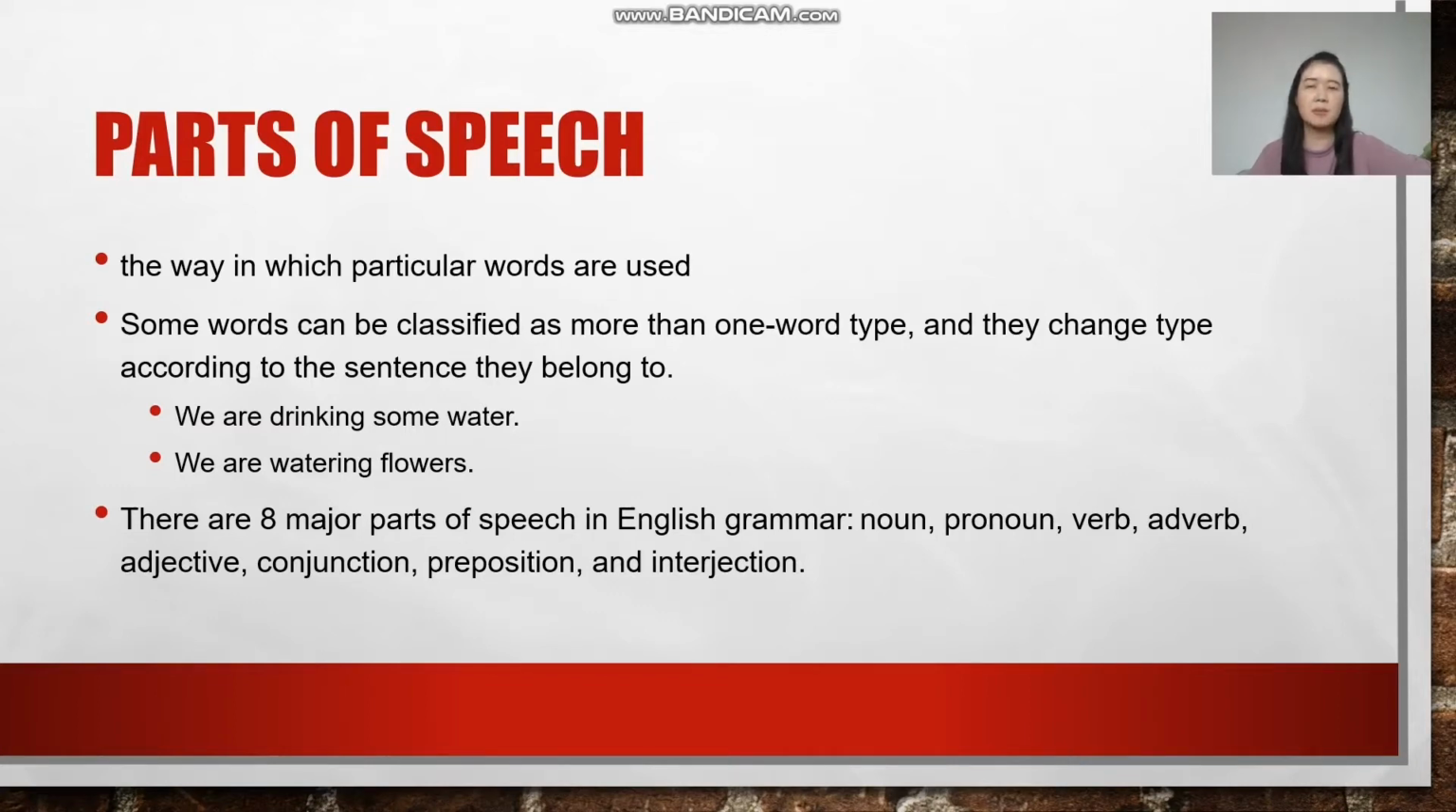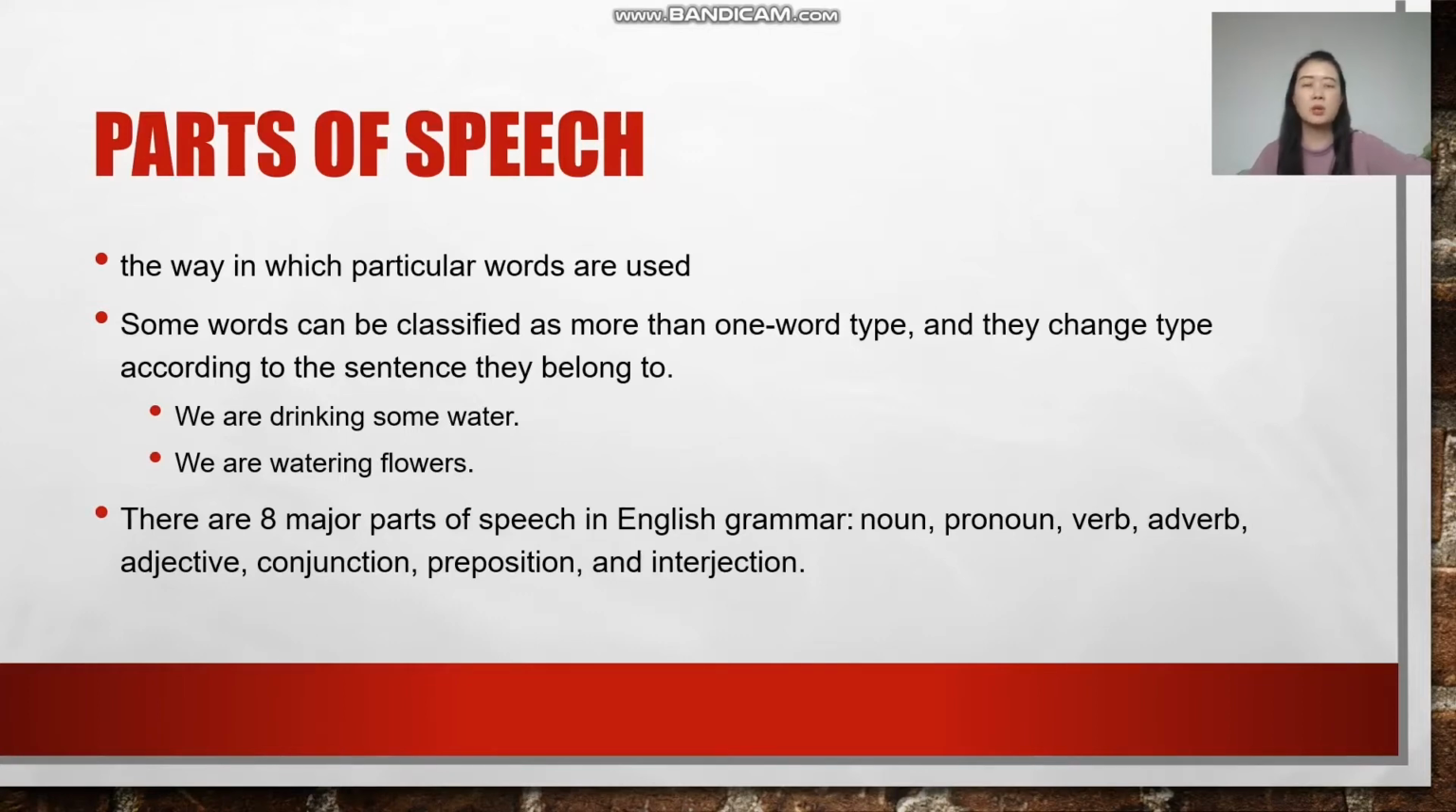Alright, so you can see my examples here. I have two sentences here. The first one, we are drinking some water, and another one, we are watering flowers. You can see that we have the word water in both sentences. For the first one, we have the word water as the noun. And as everyone knows, the word water is the noun in this sentence also. But you can see that in another sentence, the word water becomes a verb.